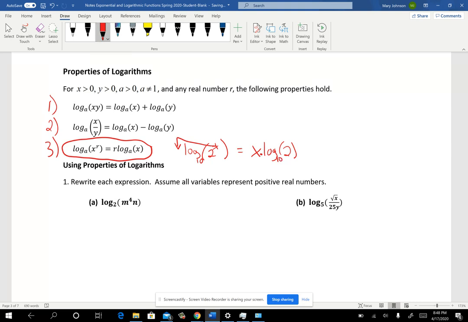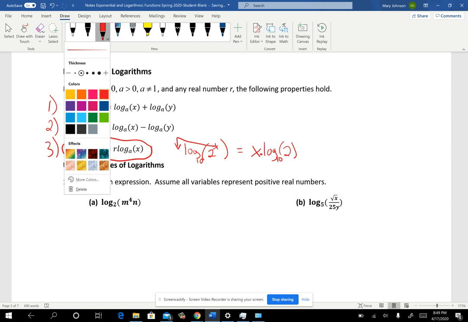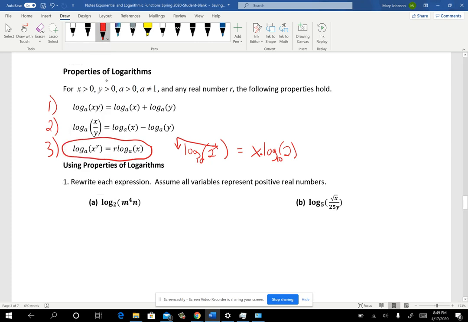We use that one a lot. These other two allow us to expand and contract logarithmic expressions. And this is something that is sometimes useful when you are solving certain equations. It's also useful in calculus when you're trying to do a derivative of something. All right, so let's look at property 1. Property 1 and 2, they kind of go together.